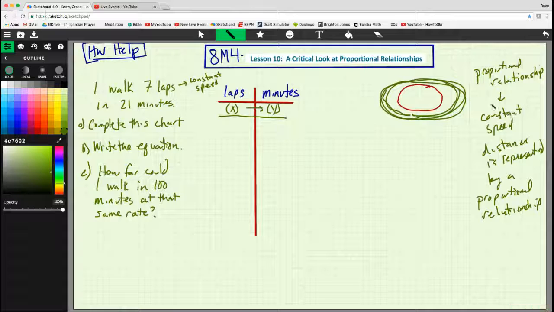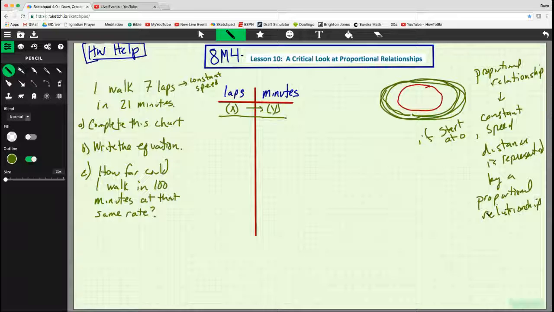Well, if you walk at a constant speed and you start at 0, at the beginning, then the distance is represented by a proportional relationship. So what I want to do is fill this thing in. I'm telling you that the laps is going to be x and the minutes is going to be y. So I'm going to put 7 laps down here because I'm going to want to fill in 6, 5, 4, 3, 2, and 1. So 7 gets me 21. I want to complete this chart, and I think your key is going to be figuring out what that constant is.